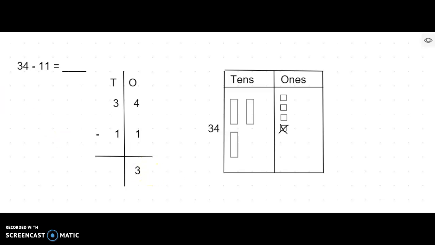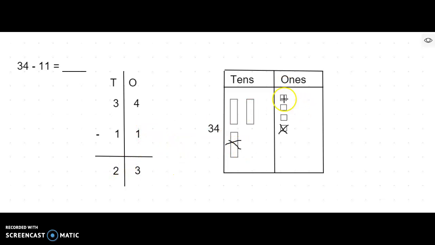Now let's look at our tens. I have 3 tens. I'm taking away 1 ten. So 3 tens. I'm taking away 1. How many tens do I have left? I have 2 tens left.